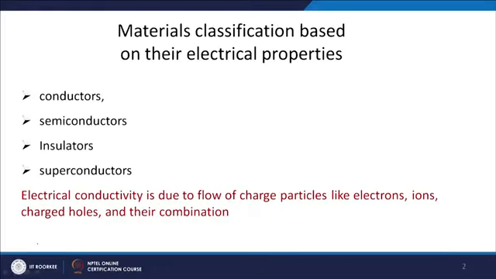So, if we want to see the material classification based on their electrical properties, I can classify the material in terms of whether it is a conductor, which is usually what all the metallic materials are. For example, in our household applications all the wires are made of copper, which is a very good conductor. Sometimes aluminum is also used because it is much cheaper than copper.